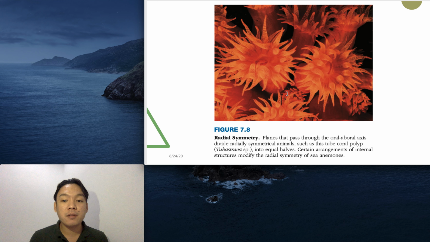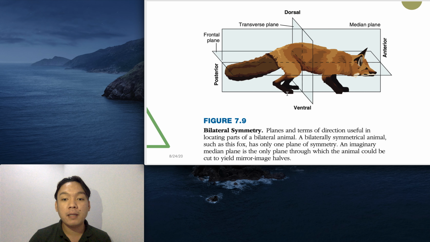Next is the radial symmetry. The oral-aboral axis runs from their mouth to the opposite end. They have this single location or point on their body, and it divides the radially symmetrical animals into equal halves. An example in the photo is this tube coral polyp, Tubastrea sp. A certain arrangement of internal structures modifies the internal radial symmetry of the sea anemones. So these are the coral polyps.